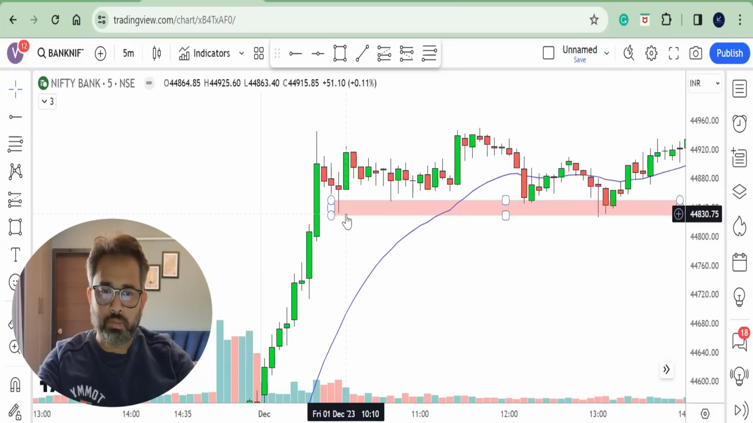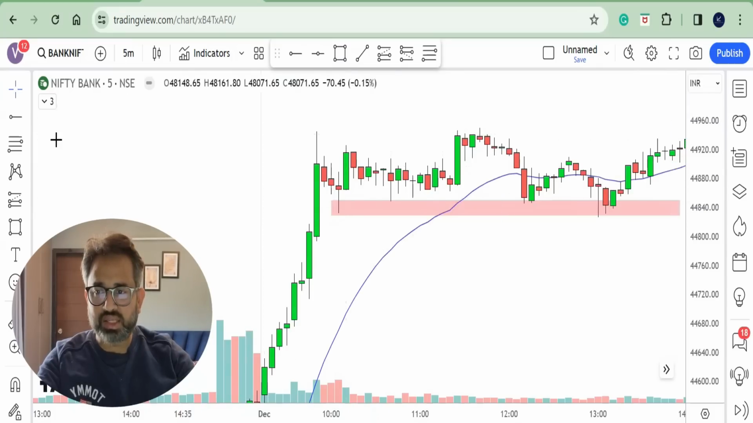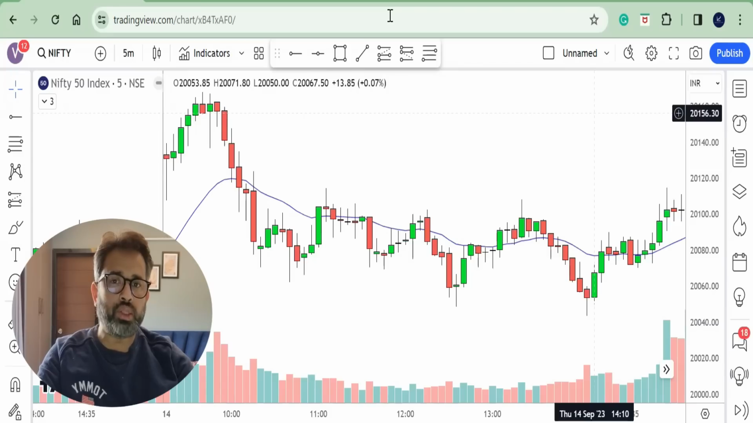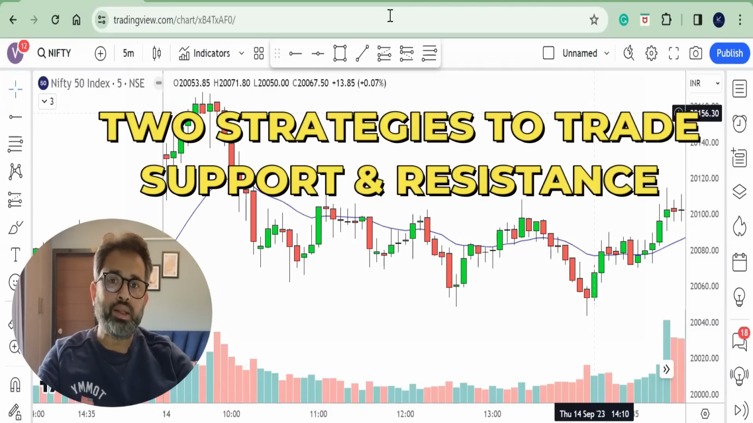So instead of just marking a single line, I suggest marking this kind of box between this candle low and this candle low, which is also called a termination zone. Okay, so that is another point. When you want to mark the support and resistance, better to mark a box rather than just a single line, because that is called a termination zone in support and resistance. Okay, now next we'll discuss the two strategies to trade support and resistance levels.